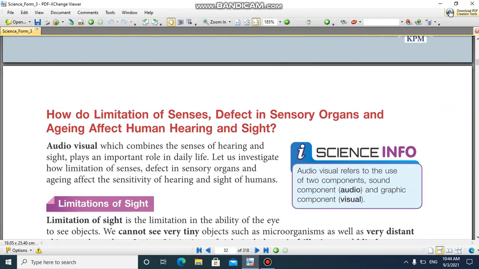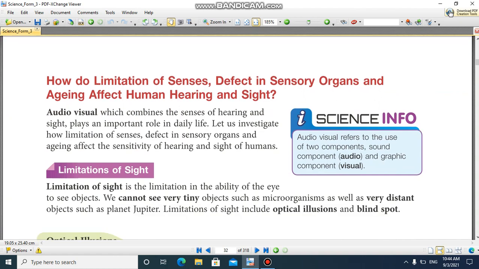How do limitation of senses, defect in sensory organs, and aging affect human hearing and sight? Audiovisual, which combine the sense of hearing and sight, plays an important role in daily life. Let us investigate how limitation of senses, defect in sensory organs, and aging affect the sensitivity of hearing and sight of human. Audiovisual refers to the use of two components, sound component, audio, and graphic component, visual.